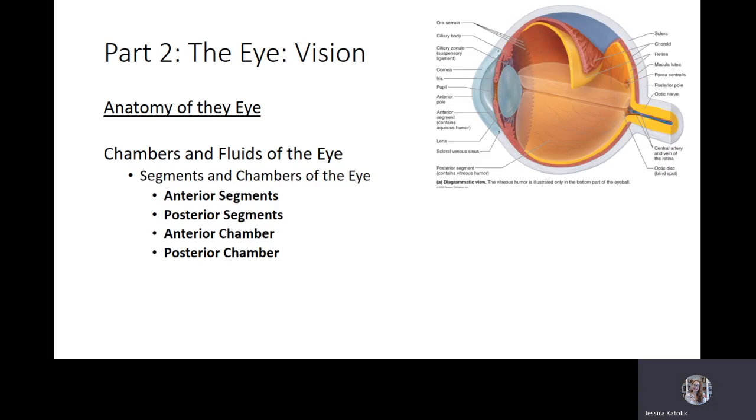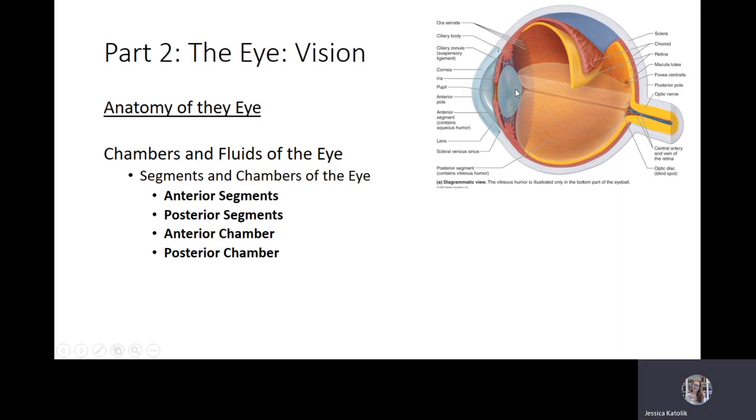So let's talk about these chambers. The first thing I'd like to discuss is going to be the segments. The segments of the eye are going to be divided by the location of the lens. The anterior segment is going to be anything that is in front of the lens, so between the lens and the cornea. So that will be the anterior segment of the eye, that hollow space.